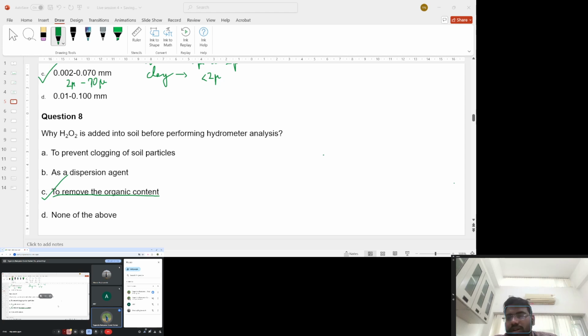And in order to quantify the organic content, usually the entire sample is heated at 440 degrees centigrade in a muffle furnace for 2 hours, and then the weight loss is determined, and that weight loss corresponds to the loss in organic matter.